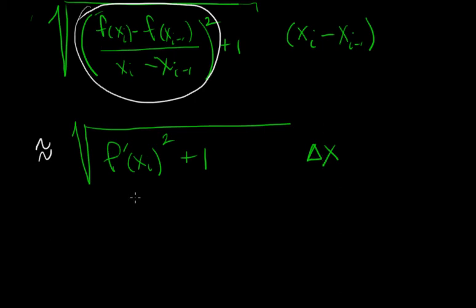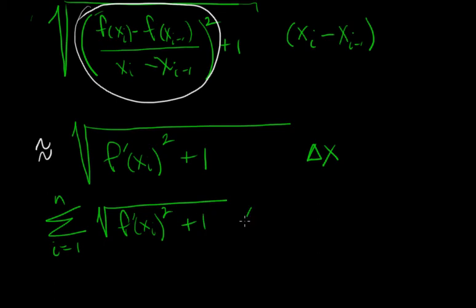Now, if we write the summation i equals 1 to n of the square root of f prime of xi, quantity squared, plus 1, delta x, then what this really is, is a right Riemann sum. We're picking the x sub i in each subinterval, taking the derivative, squaring it, and our function is then the square root of f prime of x squared plus 1. This is a Riemann sum.